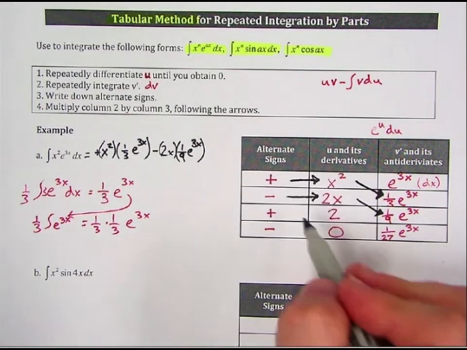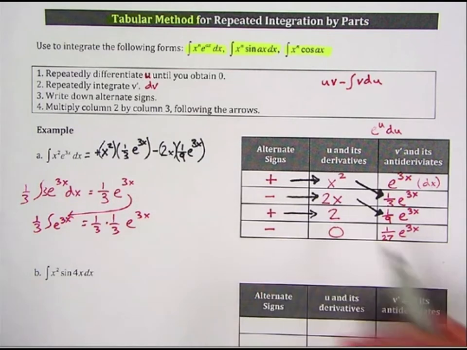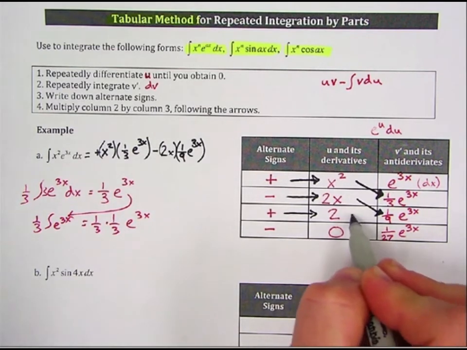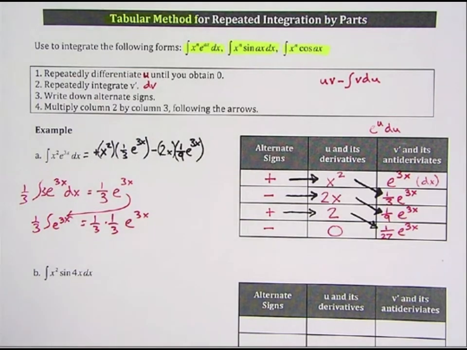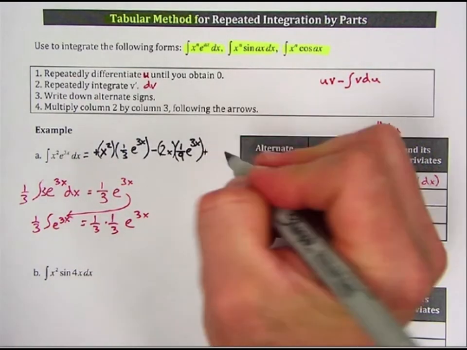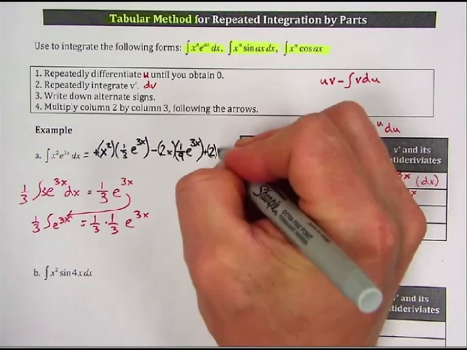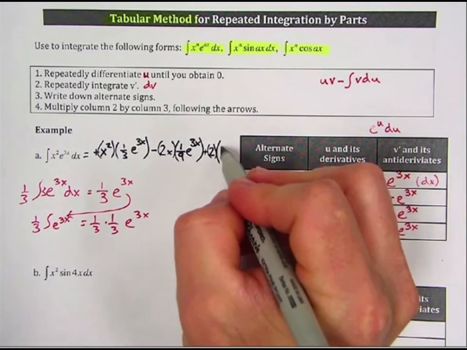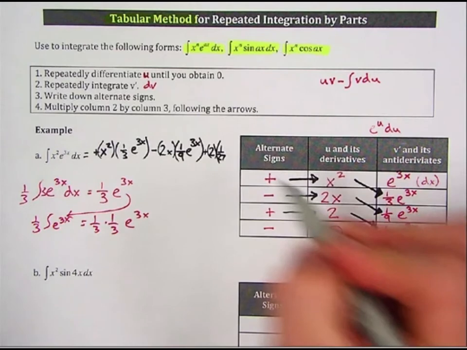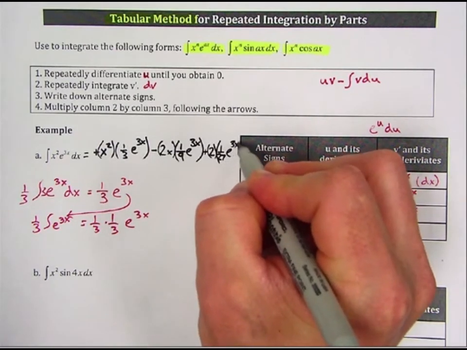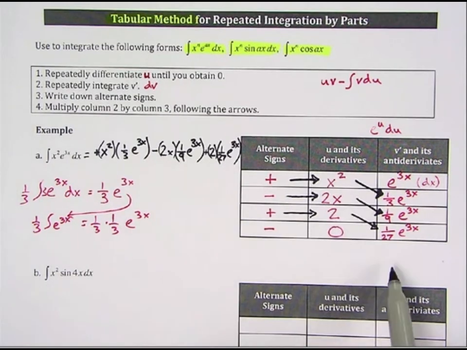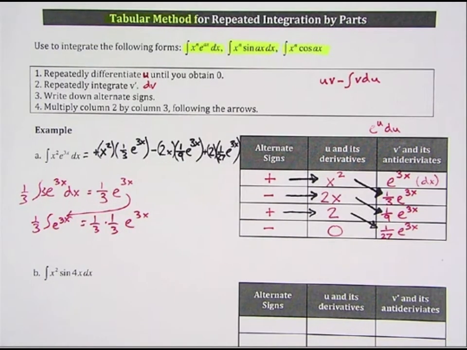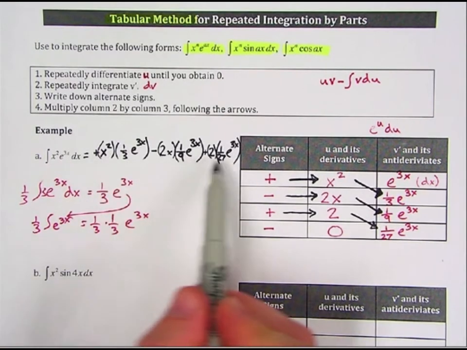Okay, and then the last one, the positive applies to the 2. And then the 2 multiplies 1/27 e to the 3x. Now this last one, if the derivative is 0, notice if we multiplied, it'd still be 0. And so there's nothing more to do here. And all we have to do is simplify this.